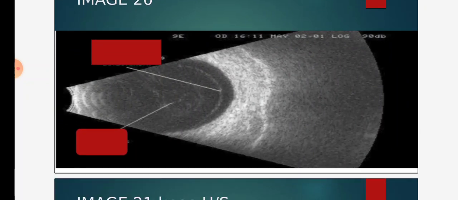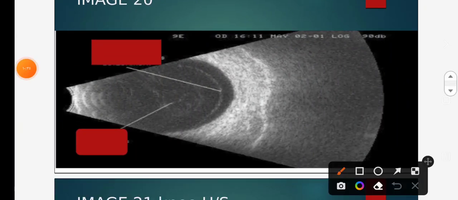Eye ultrasound. The eye has multiple layers: sclera, and the vitreous. Another one is the retina. That can commonly be seen inside this eye. The problems that can happen inside this eye: a common complaint is retinal detachment.